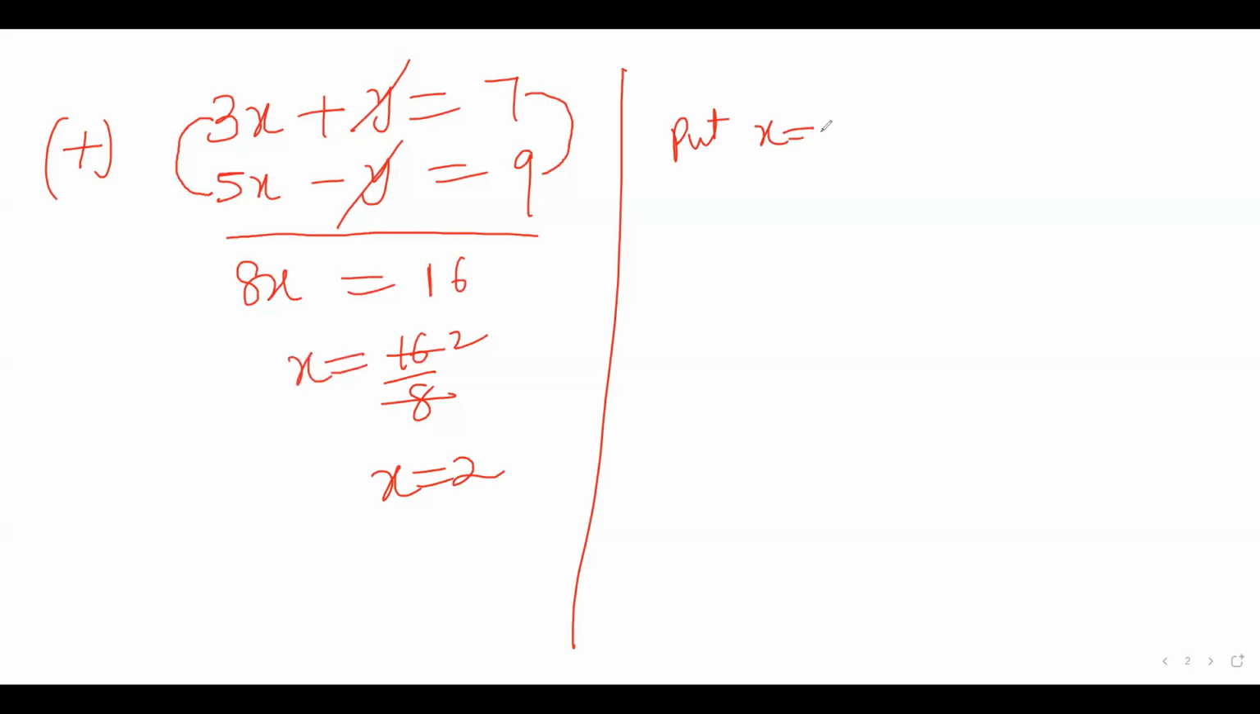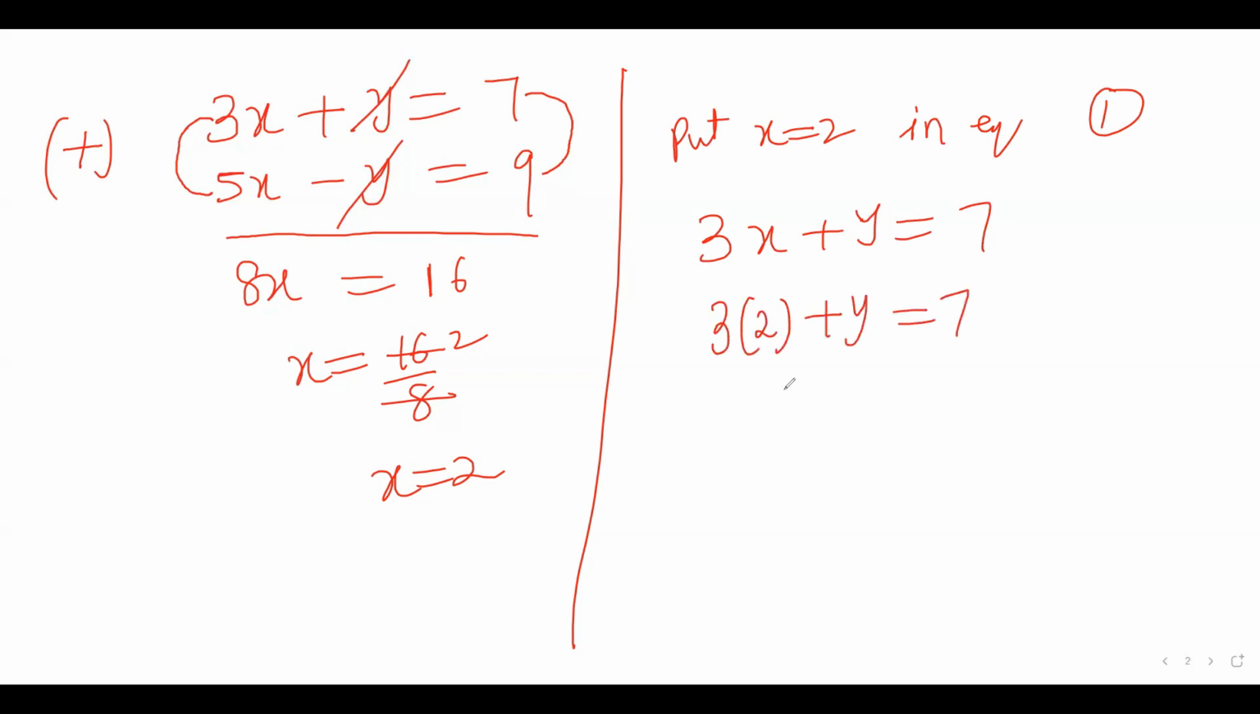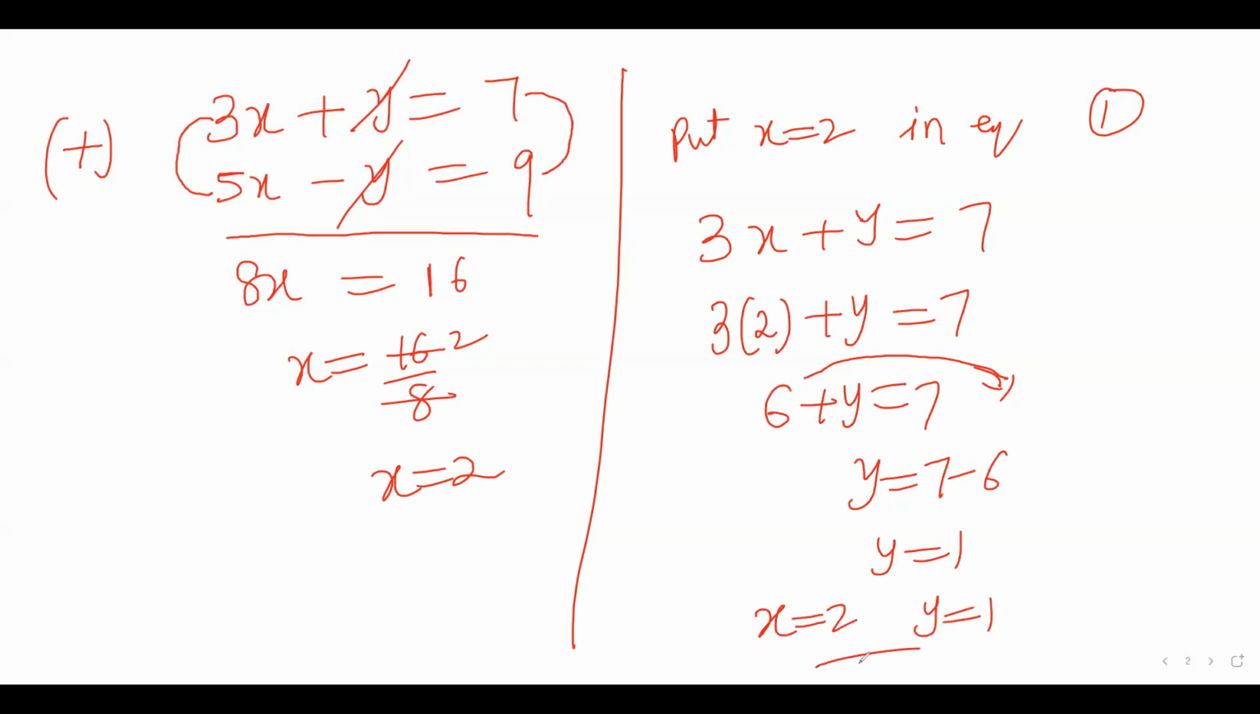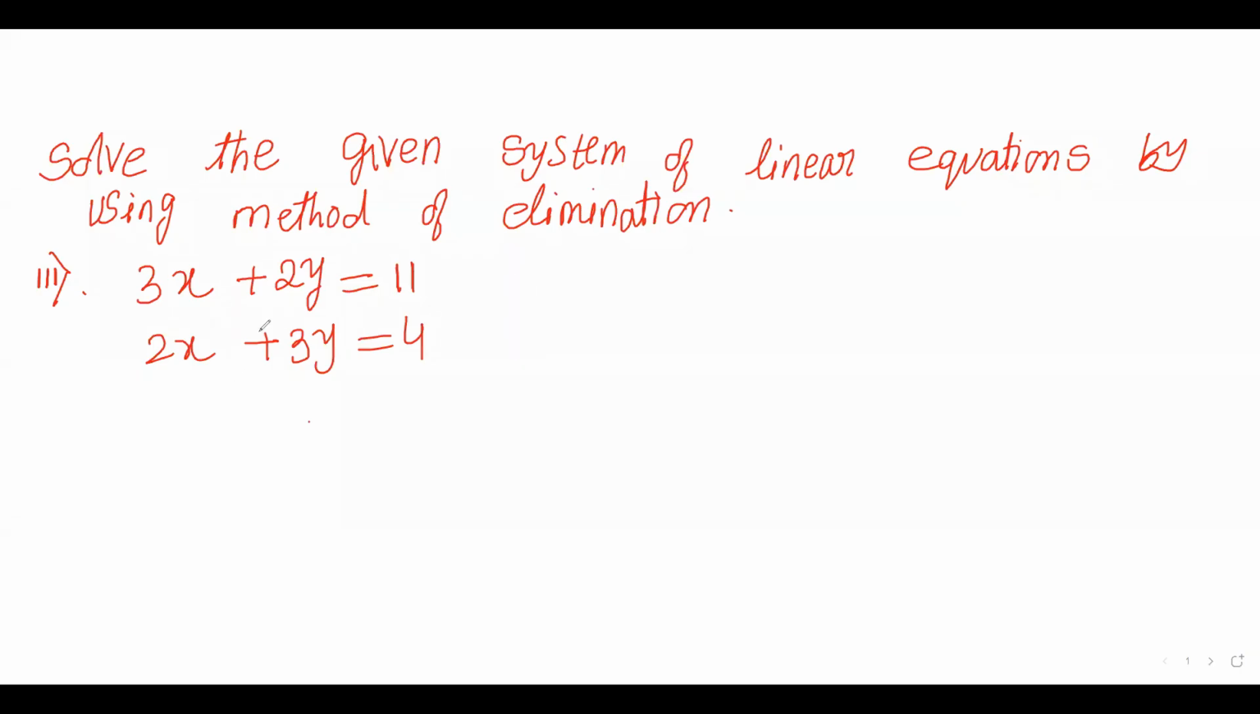Put x is equal to 2 in any one of the equations. In equation 1, which is 3x plus y is equal to 7, put the x value. 3 twos are 6 plus y is equal to 7. Transpose 6 to the other side. 7 minus 6, y is equal to 1. So the final answer is x is equal to 2, y is equal to 1.